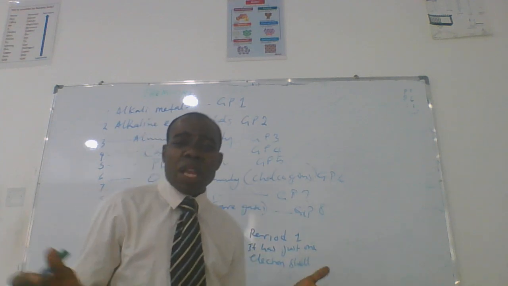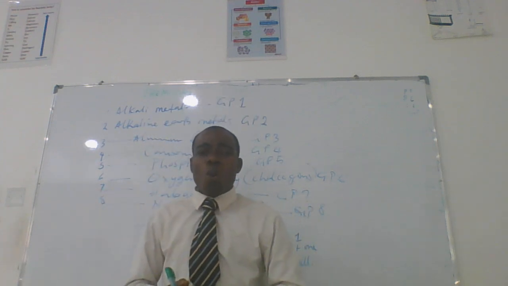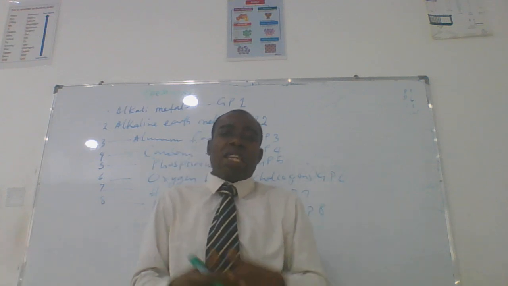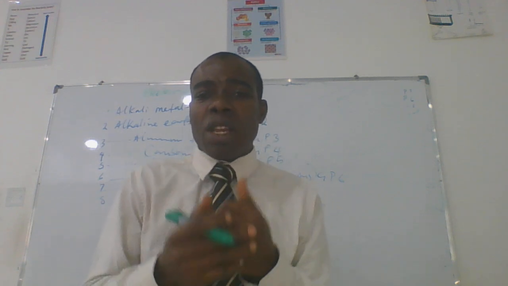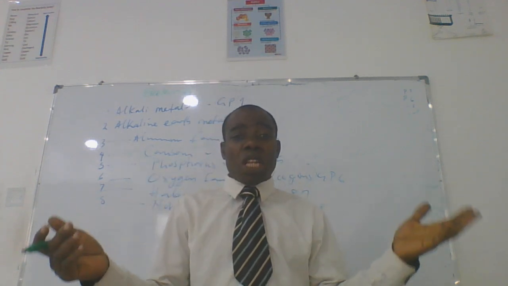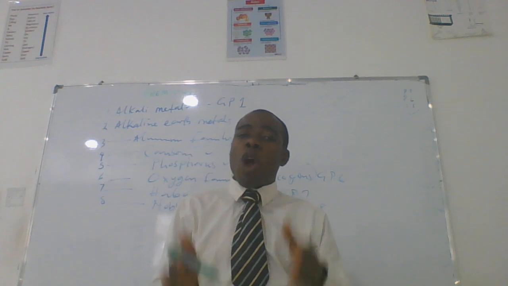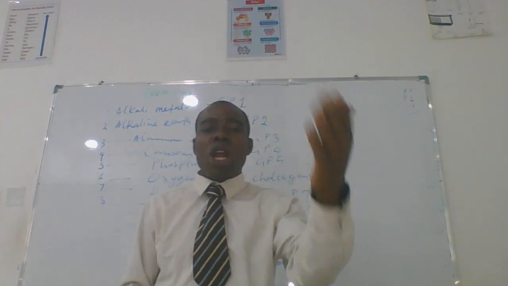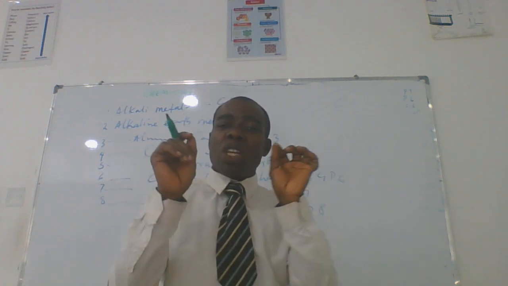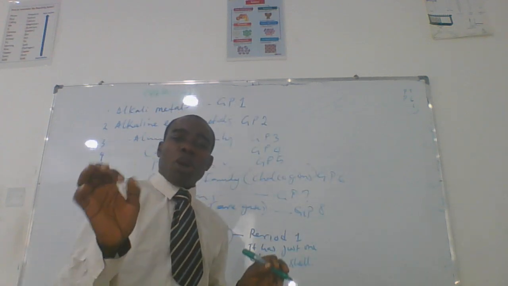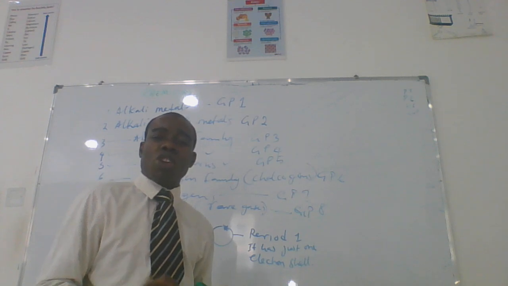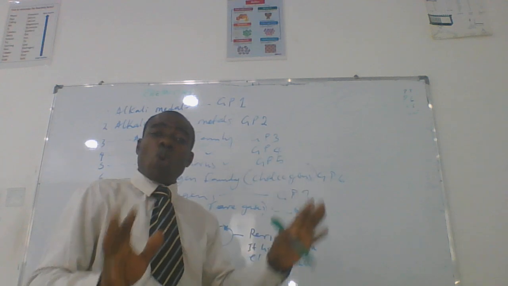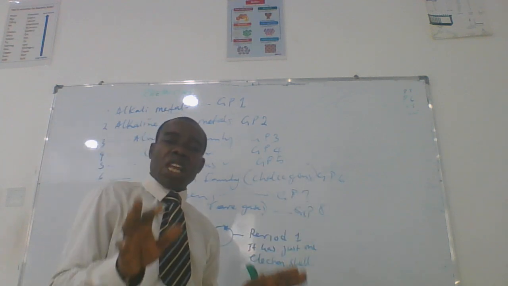Now, what if an element belongs to period 3? What does that tell you? Or what if an element has an atomic number of, say, 3, which is lithium? Lithium is number 3. Now, what period does lithium belong to? How do you tell the period that lithium belongs to? Simply do this operation. Write the electronic configuration of lithium, or draw the electron shells, no matter which one you feel like doing. That will tell you the period that lithium belongs to.